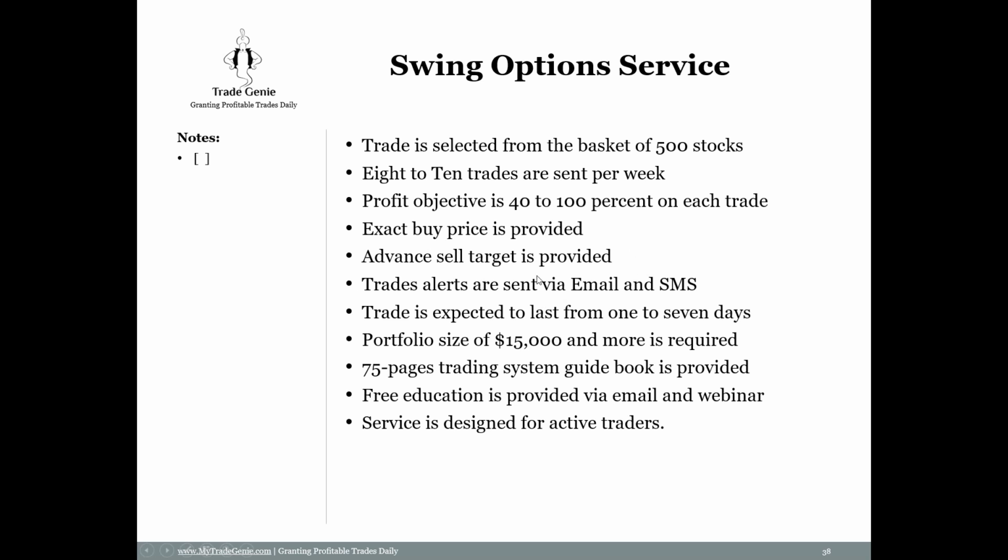We do provide advanced sell targets. We provide 3 targets. I call them green, yellow, and red. I used to provide these 3, then I stopped. Now I'm providing them again. So green, yellow, and red.